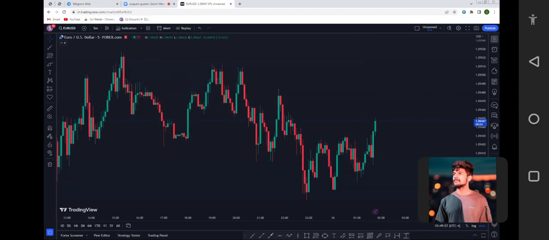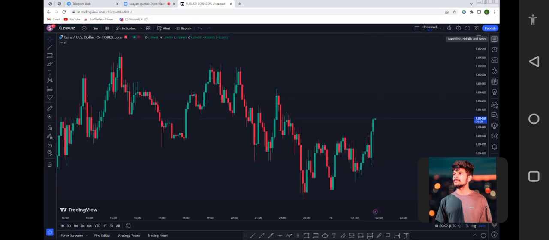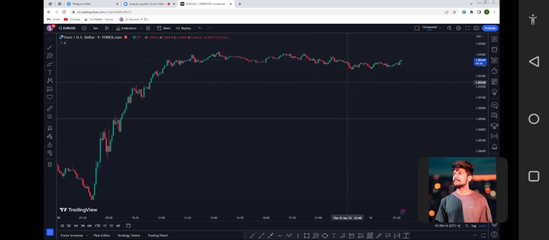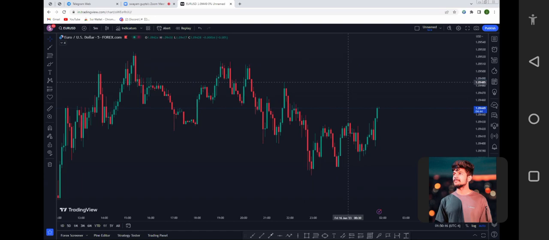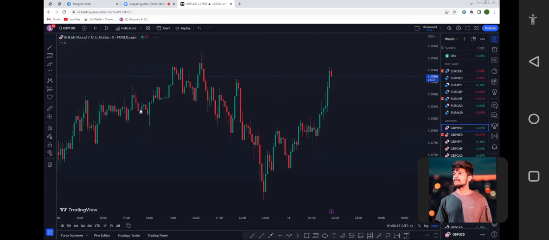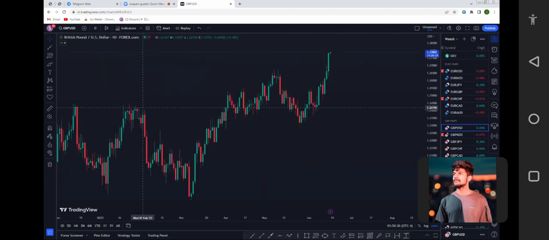Okay, so now what we can see here, anything can happen. We'll look for the time to enter here. Now GBPUSD, and this GBPUSD is gonna be the short because we have already discussed a lot.